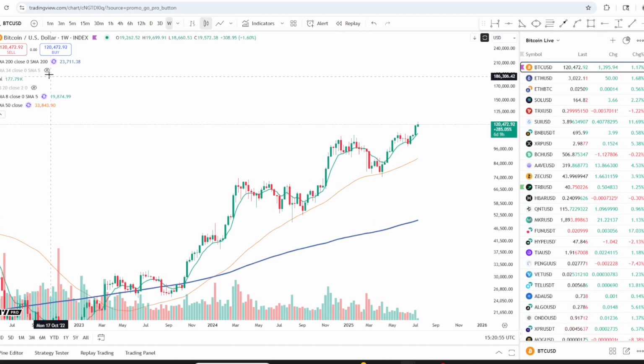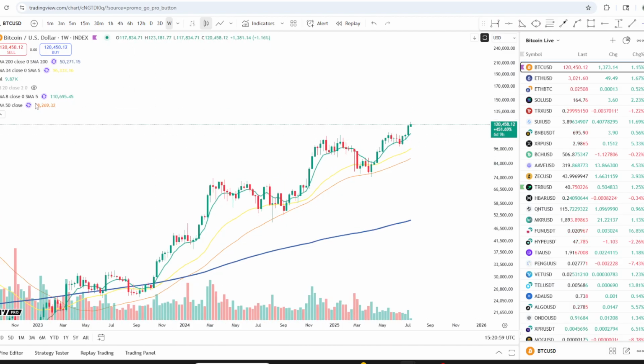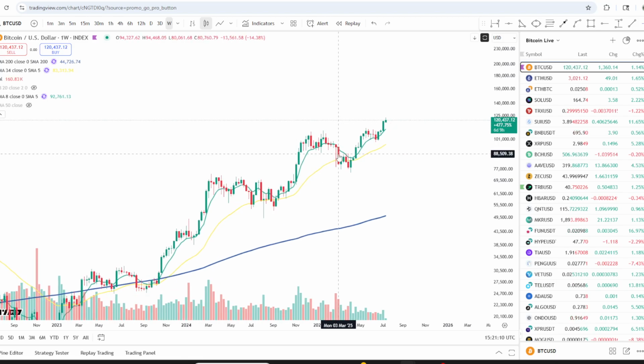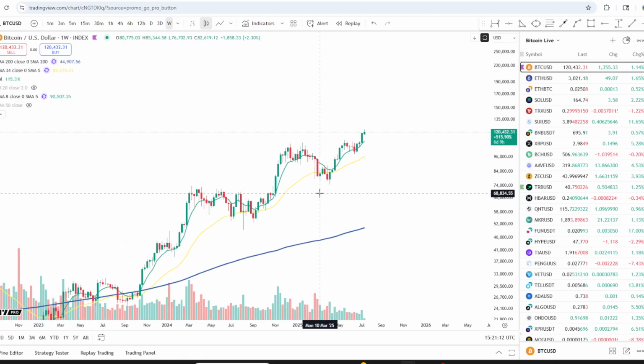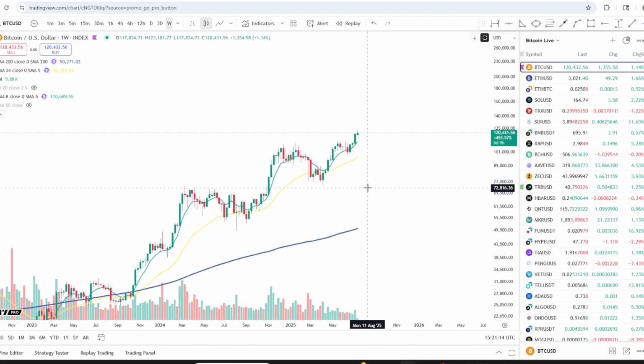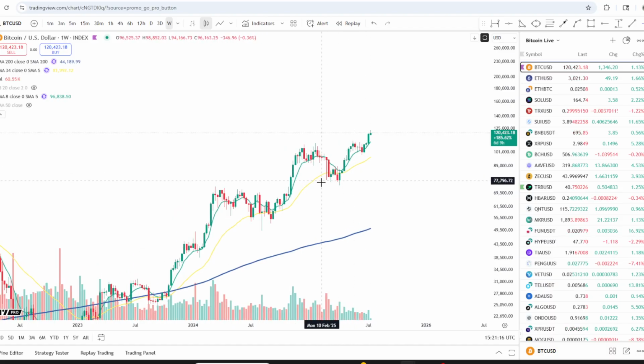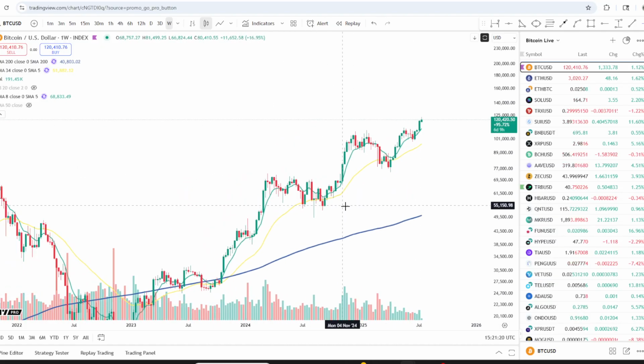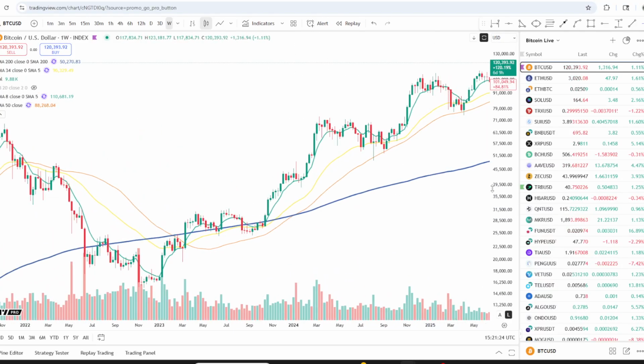I have the 8 and I use the 34, and you can look at them for crossing signals. You can look at the 8 crossing the 34. Here it failed a couple times. Some people use the 12 crossing the 26. I use the 8 and the 34. For simple moving averages, many people just use a 5 and a 10, and they use the same type of crossing technique as I use with exponential moving averages, the 50 and the 200 for the golden cross and the death cross.